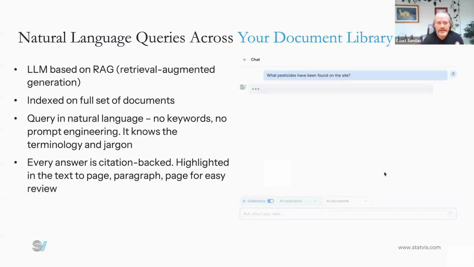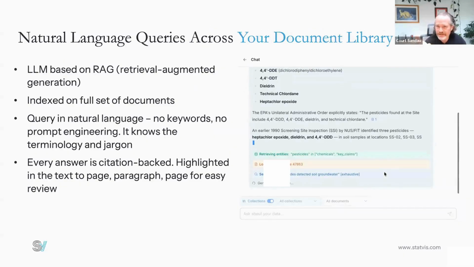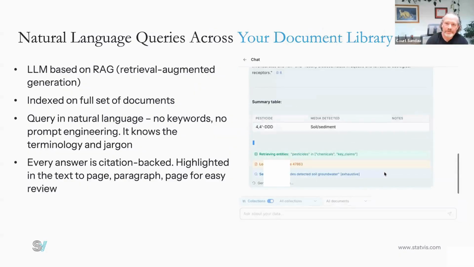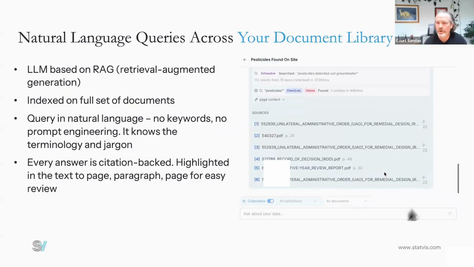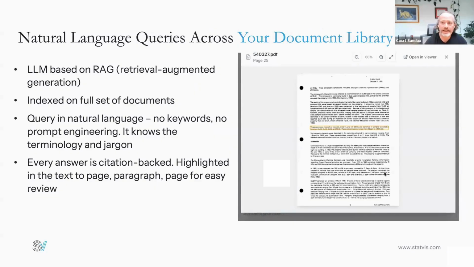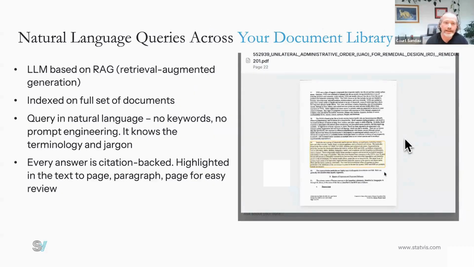The natural language and the large language models we use, and this is what I was talking about. So it's asking about pesticides. It knows that DDT, dieldrin, chlordane, heptachlor epoxide are all pesticides automatically. So when I say, hey, what pesticides were used, it knows that it has to look for that, and it'll pull that out.